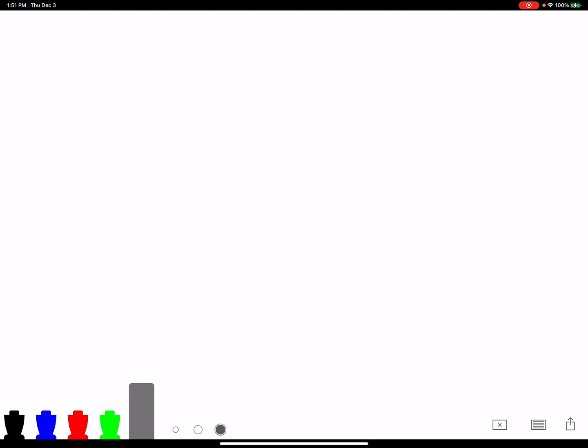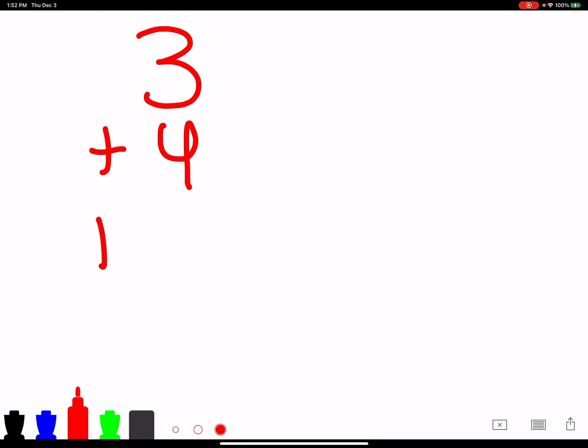And I'm going to go more into detail about number place value in the next lesson, but for today, we're going to work on also adding with 3 numbers. So we have a problem where it's 3 plus 4. Let's see, I'm going to add my plus sign down here. Plus 5.